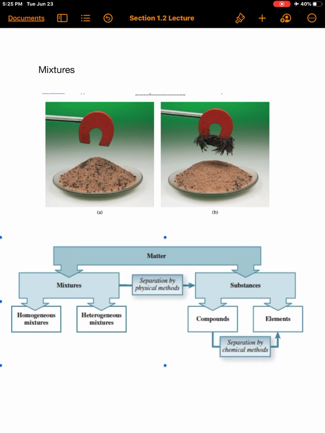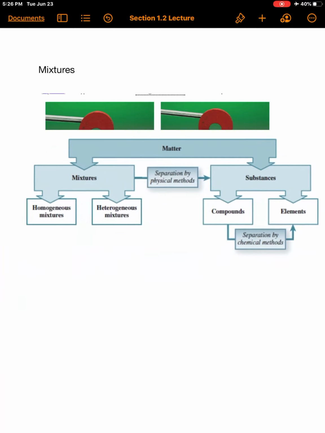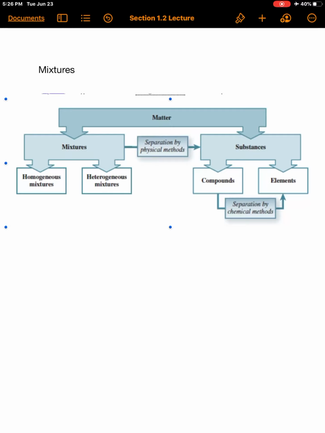Now mixtures, as I said, can be separated using physical methods such as boiling, freezing, filtration, magnetism, those sorts of methods. Once you do that, now you have what are called substances, right? Substances are either compounds, which are combinations of elements in a fixed ratio. Water is H2O. Hydrogen peroxide is H2O2. Those are compounds. If you use chemical methods, you can break down compounds into elements.